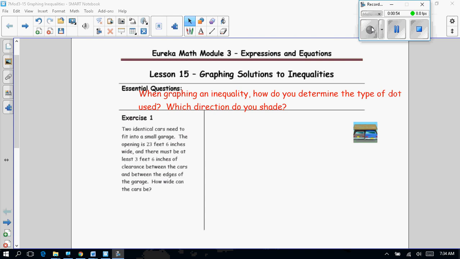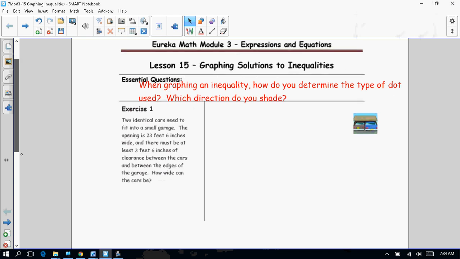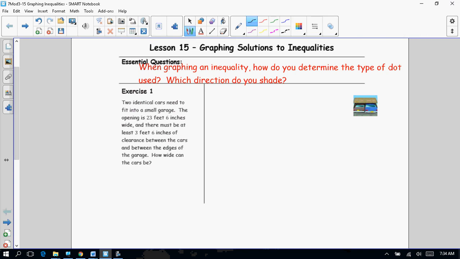Well, first thing I'm going to have to do is change everything into all feet or all inches. I personally would rather change it all to feet. So I am going to change 23 feet 6 inches into 23.5 feet, because 6 inches is half a foot. Okay, and then the same thing for the clearance, those spaces that we need in between the vehicles and the edge of the cars to the side of the garage, that is 3 feet 6 inches as well. So I'm going to change that to 3.5 feet.